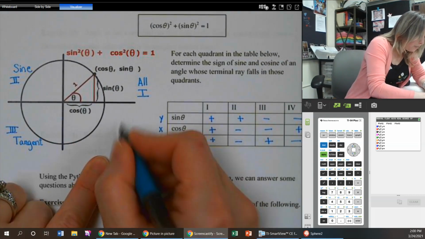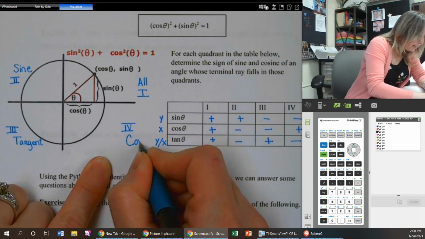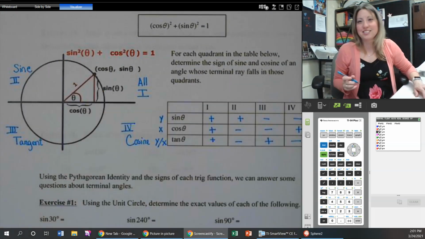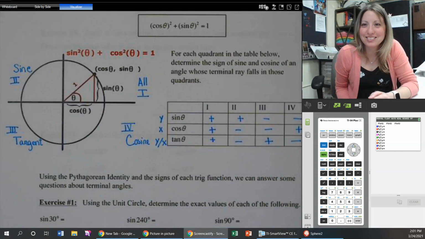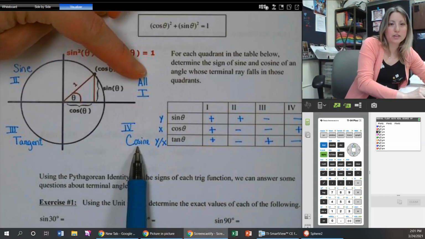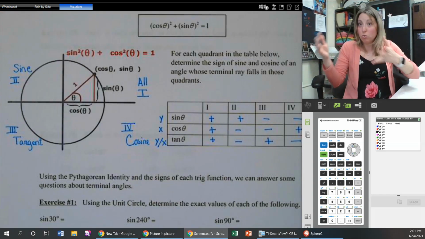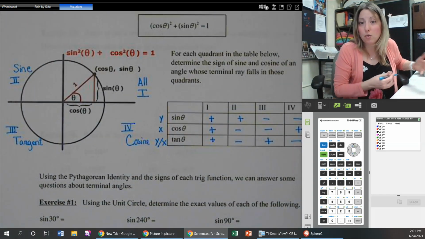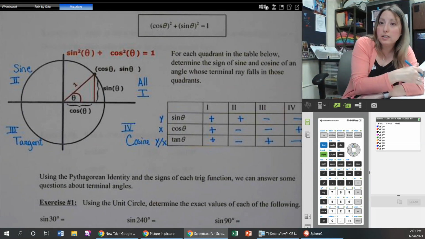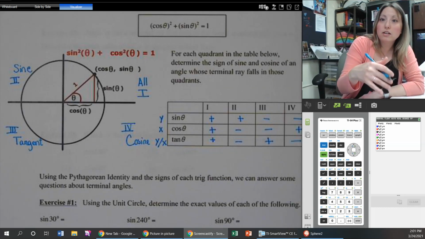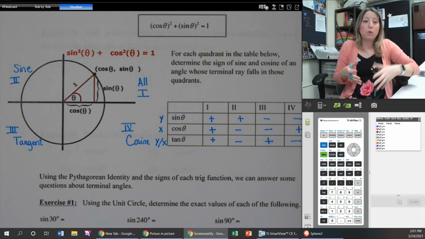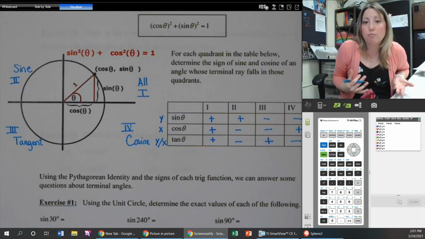And in the fourth quadrant, only cosine is positive. So if you remember "All Students Take Calculus," then you've got it down pat. Who is positive where? This is who is positive in each of the quadrants. And then, based on whoever is positive, the other ones are negative. Okay? So everyone's positive in quadrant 1, only sine in quadrant 2, only tangent in quadrant 3, only cosine in quadrant 4.